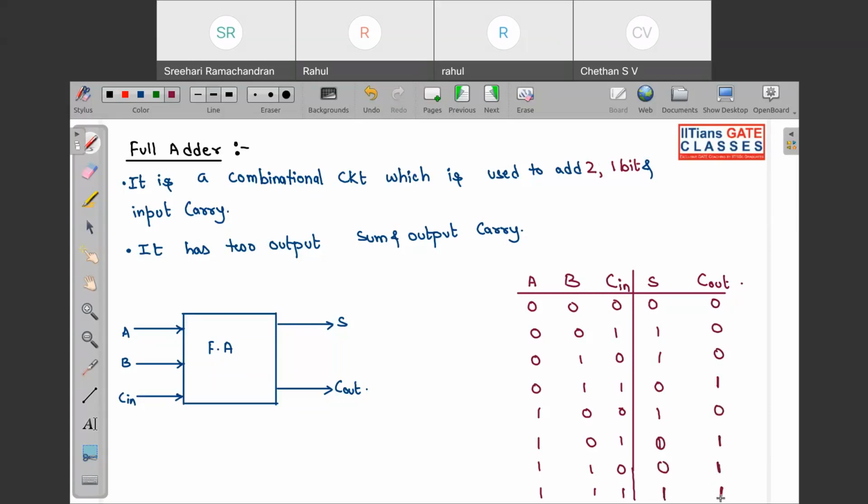Now if I want to write what will be the sum, can you tell me what will be the sum directly without even making the K map? See, you can calculate with the K map also for this sum.